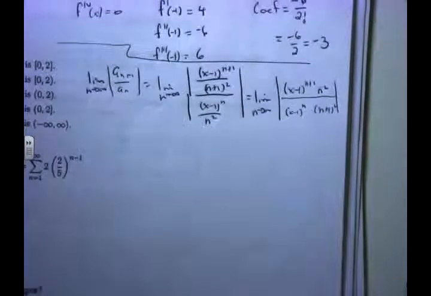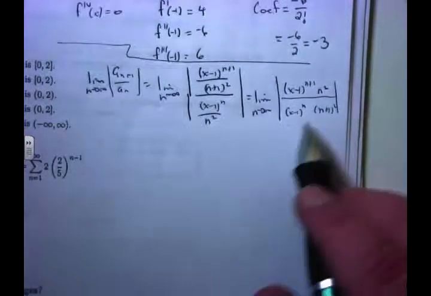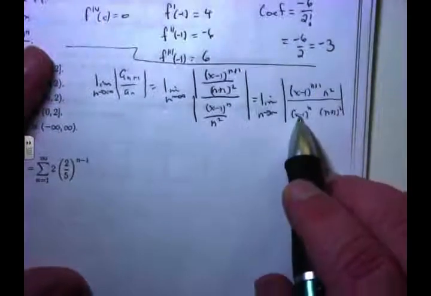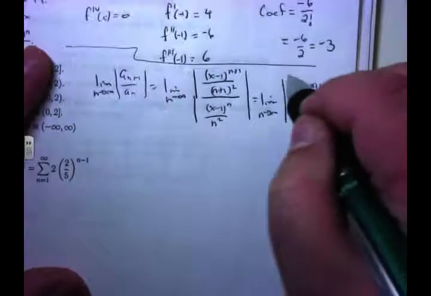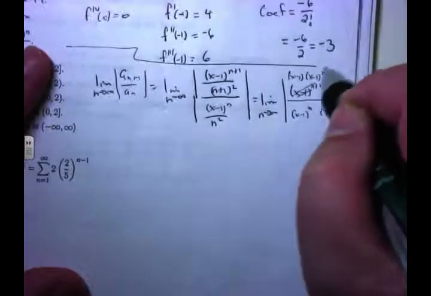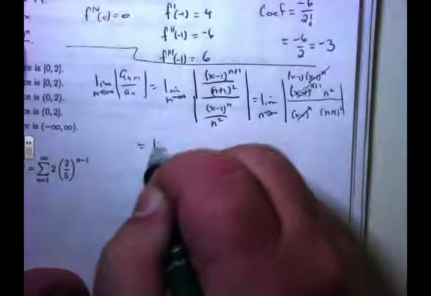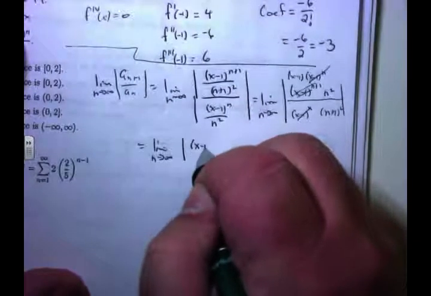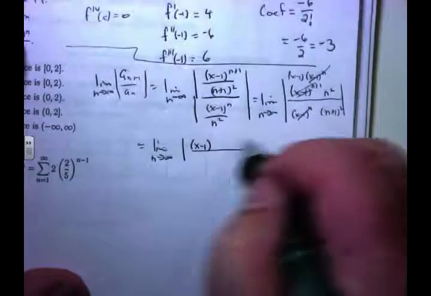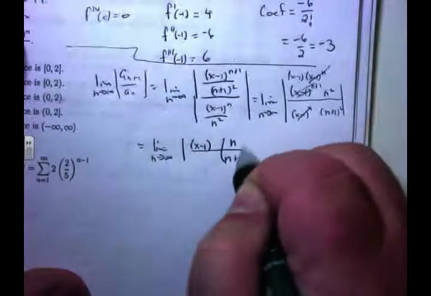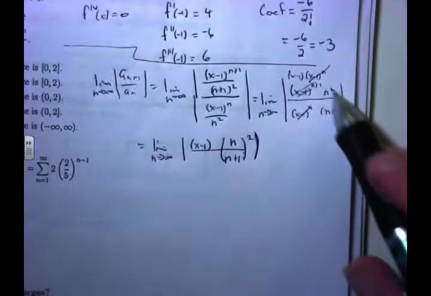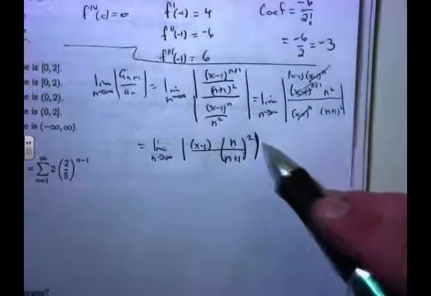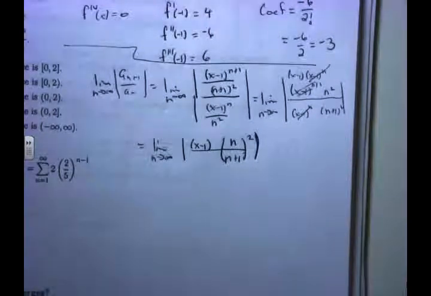Ratio test. Now, clean it up. What do I got? I got x minus 1 to the n plus 1 on top, and x minus 1 to the n on the bottom. X minus 1 to the n plus 1 is x minus 1, pulling off one of them, times x minus 1 to the n. That cancels with that, leaving me with the limit as n approaches infinity of x minus 1, because that's what's left over, times n divided by n plus 1 quantity squared. I wrote them like that because they had the same power, so I went ahead and factored out that power. N squared over n plus 1 quantity squared is the same thing as n divided by n plus 1 quantity squared. The reason why is I'm going after the limit.